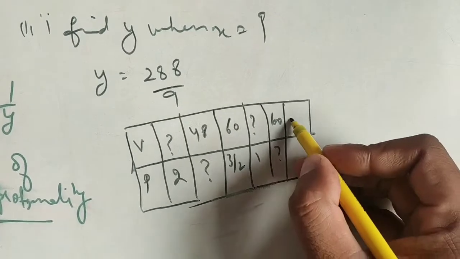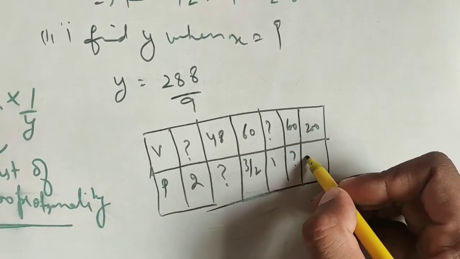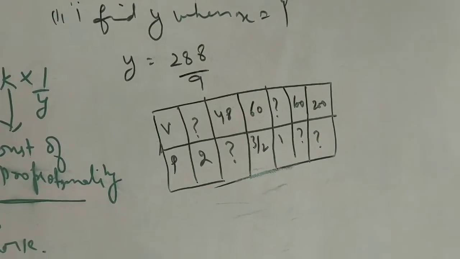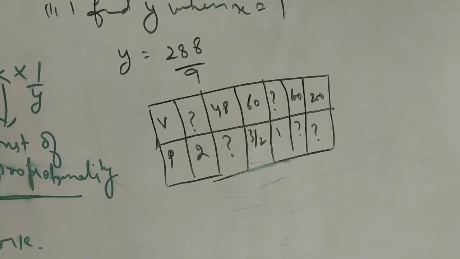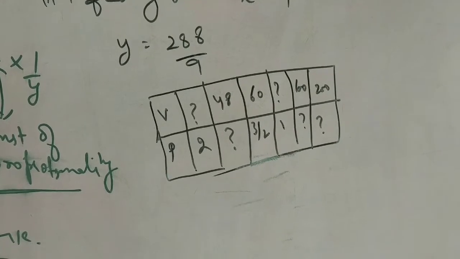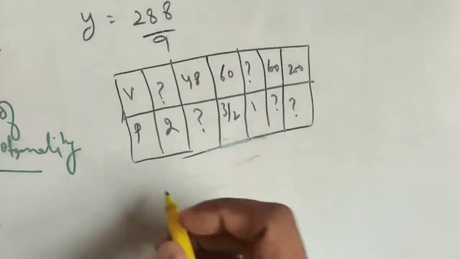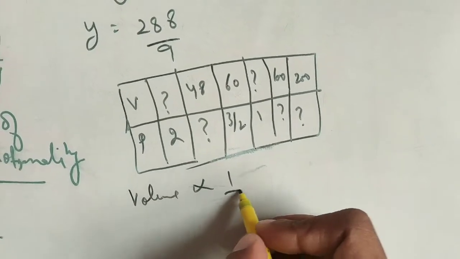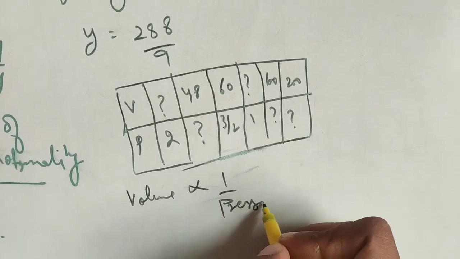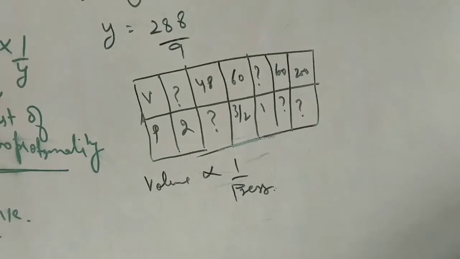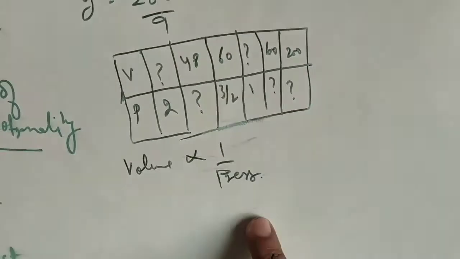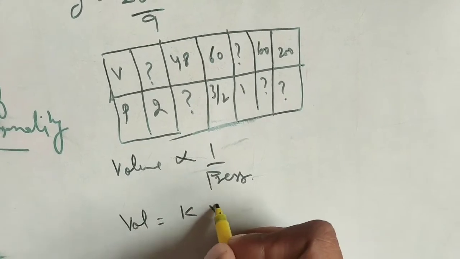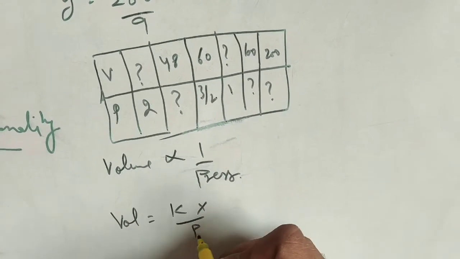And like this one, two more parts are there, but the last one is this one, we don't know. It is given that V is representing the volume and P is the pressure, and volume is inversely proportional to pressure. So from this we can say that volume is equal to K divided by pressure.